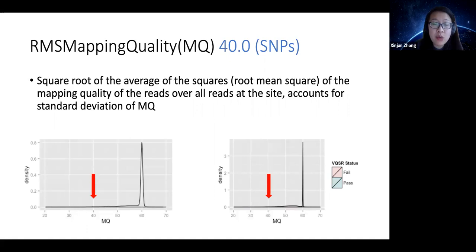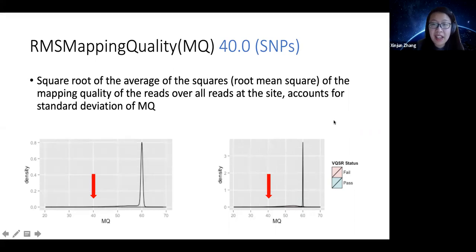Another thing is related to mapping quality. This is related to how mappable this region is in your original reads, and what the mapping quality score is. You can use the mapping quality score directly, or you can use the square root of the average of the squares of the mapping quality scores, which they call root mean square. So you have this RMS mapping quality already included in the INFO column.